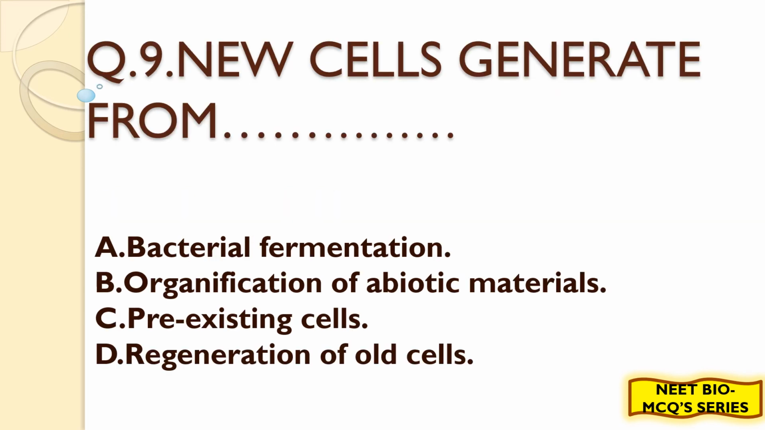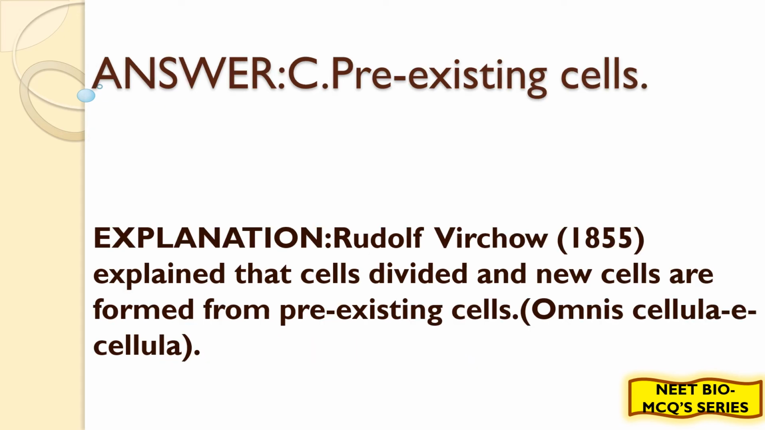Question 9. New cells generate from A. Bacterial fermentation, B. Organification of abiotic materials, C. Pre-existing cells, and D. Regeneration of old cells. How does a new cell come into being? The answer is C. Pre-existing cells.